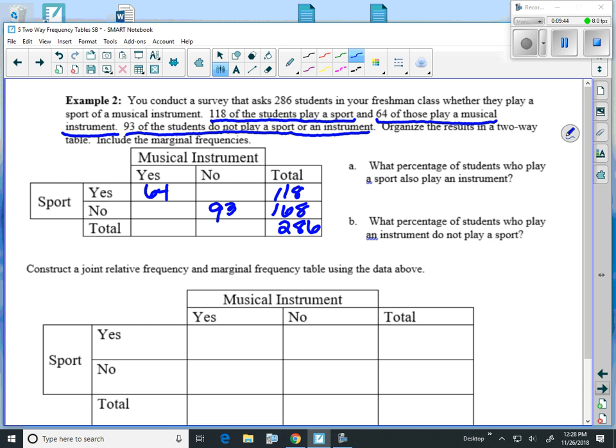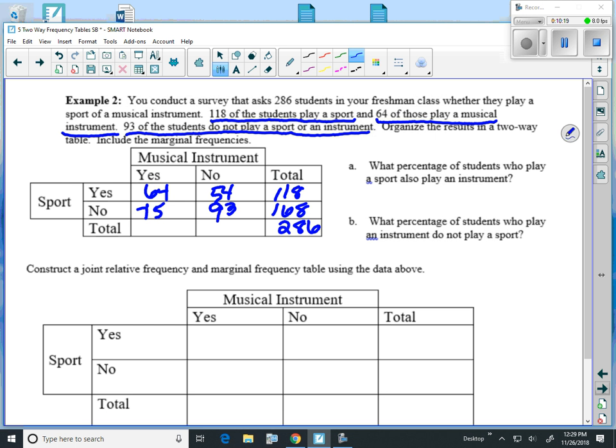Okay, now look at this top row. We can do 118 minus 64, and that'll tell us yes sport, no instrument. What is it? 54. Okay, now how am I going to get this? 168 minus 93, which is, it can't be 147. Oh, sorry. 75? Okay.